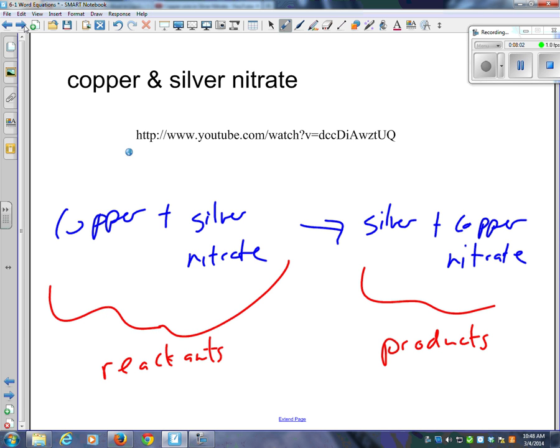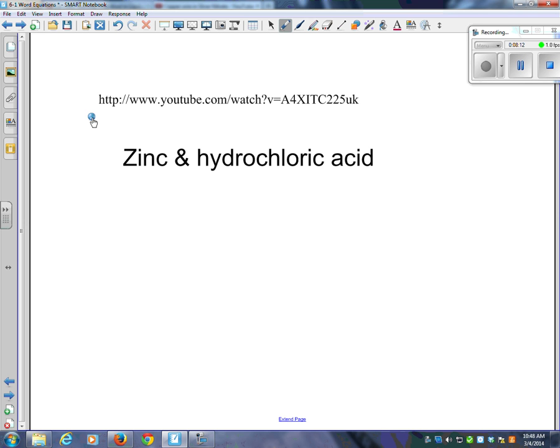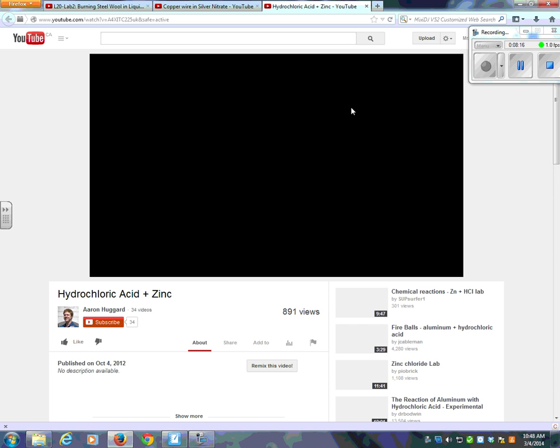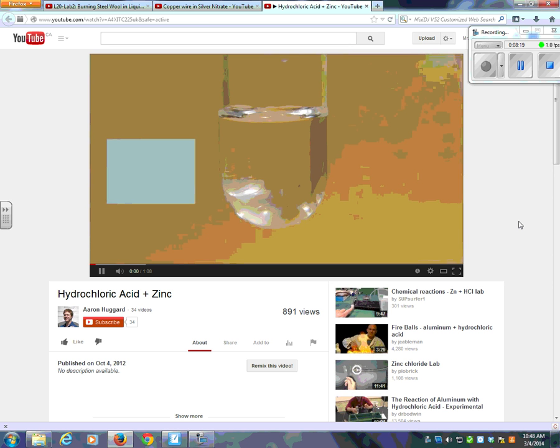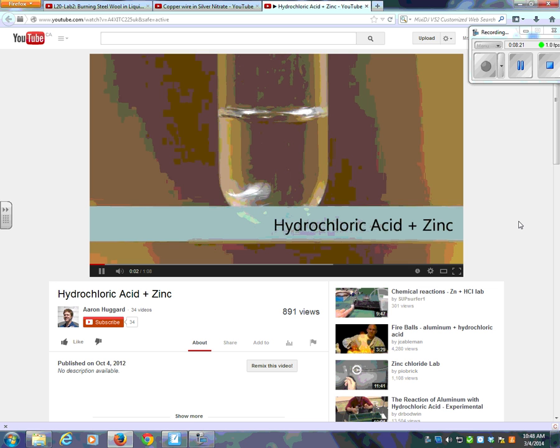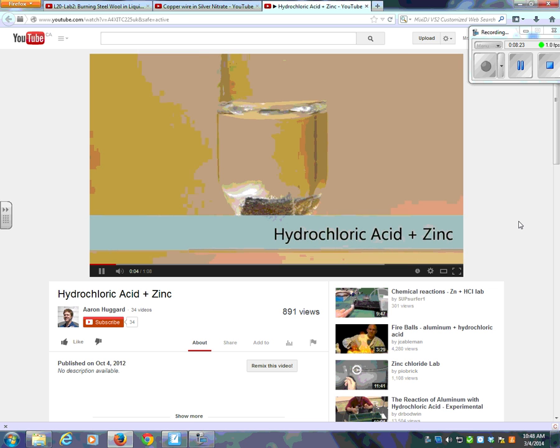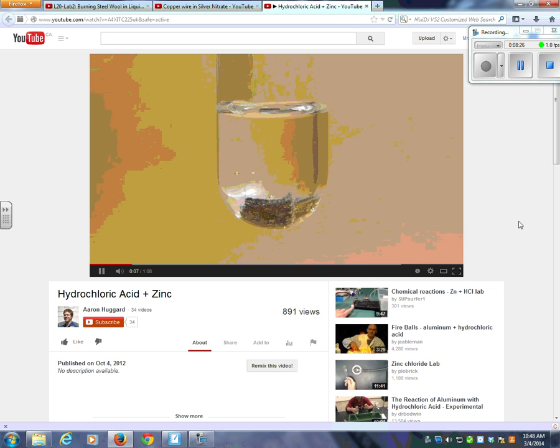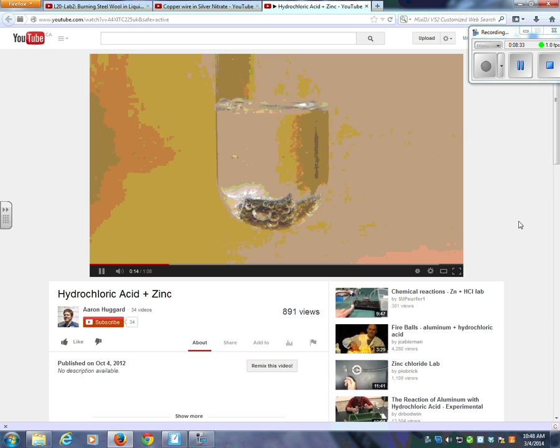Zinc plus hydrochloric acid. Zinc plus hydrochloric acid. Let's see what happens. What do you think? Anybody know what hydrochloric acid, what the formula is? There's the zinc. Zinc is a metal. What does it appear to be producing? Gas. Some kind of gas. What gas do you think it's producing?